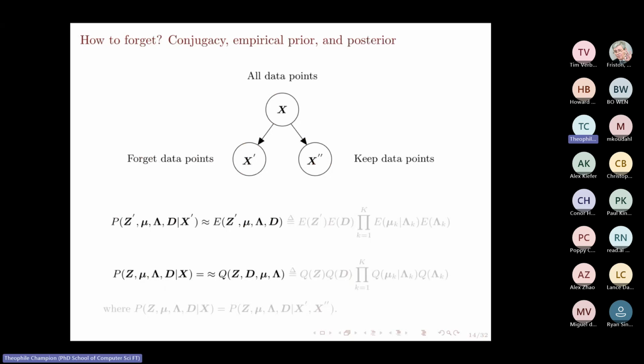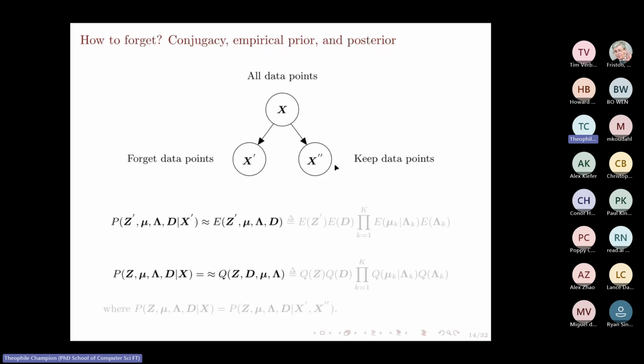For now, I'm going to assume that someone arrives and splits the dataset for us, and later in this presentation, I will explain how the split is actually performed. But let's assume that the entire dataset is split into two sets. The first are the data points that we are going to forget. The second one are the data points we are going to keep.